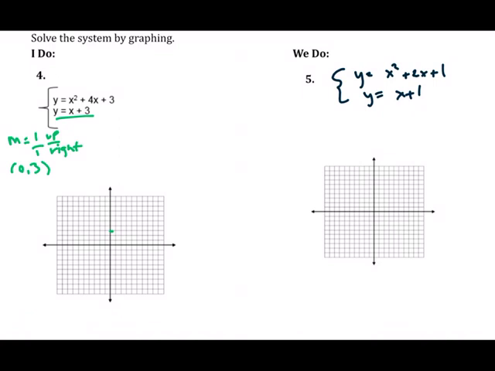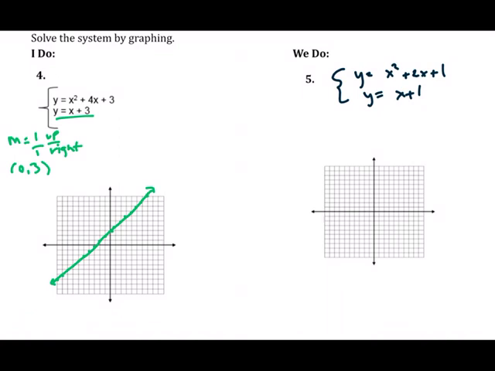So I'm going to plot my point first, 0, 3. Then I'm going to go up 1 and right 1 and put another point, up 1 and right 1 and put another point, until I've gone off the grid. And then, since I don't know where this is going to cross, I'm going to actually also go down 1 and left 1 and go off the grid to the left. Then I'm going to connect and make sure I have arrows on the ends.